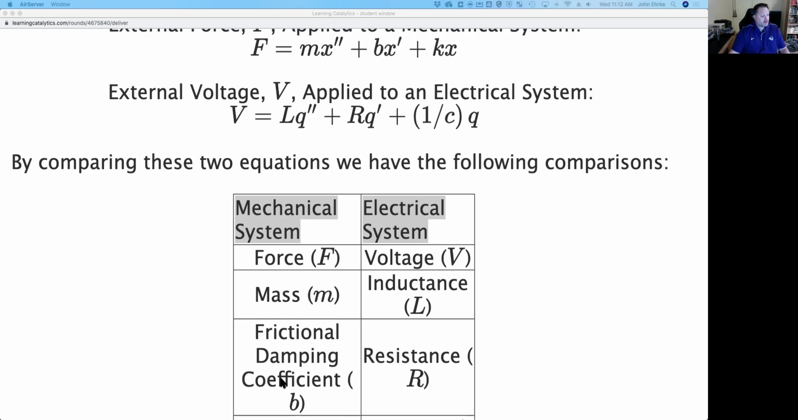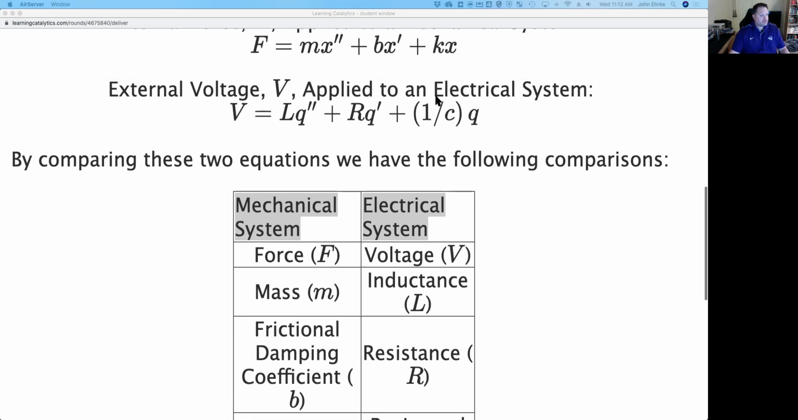The frictional damping coefficient B, the damping coefficient that we have in our spring mass model, is like the resistance of a resistor in an electrical circuit. They behave similarly mathematically. And that should make a lot of sense, right? Because frictional damping is resisting the displacement of the mass, whereas resistance is literally resisting the current or voltage that's traveling through the circuit. And because of that, they behave very similarly mathematically.